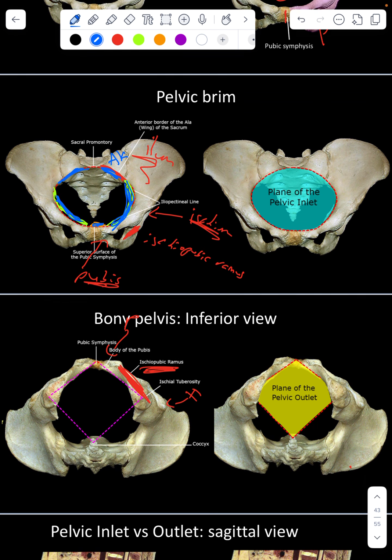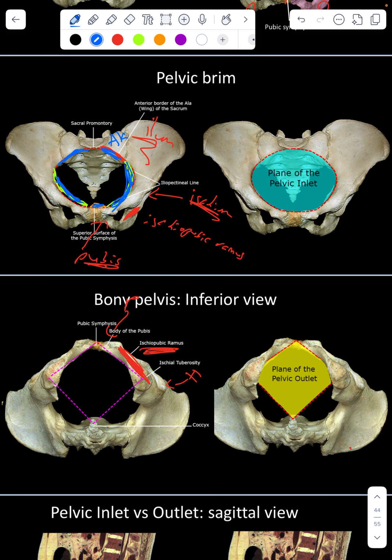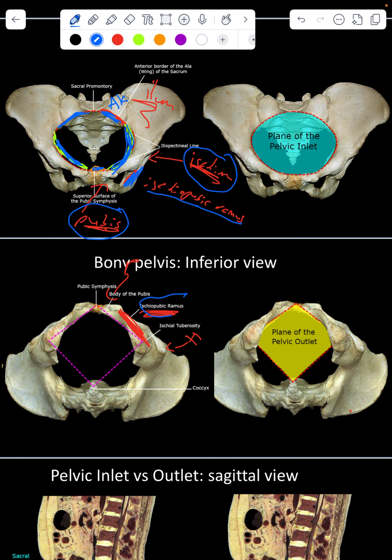But if she does, this right here is your ischium. This is your pubis. So in between is the ischiopubic ramus. And you can see it here as well. This is your pubis, and this is your ischium.